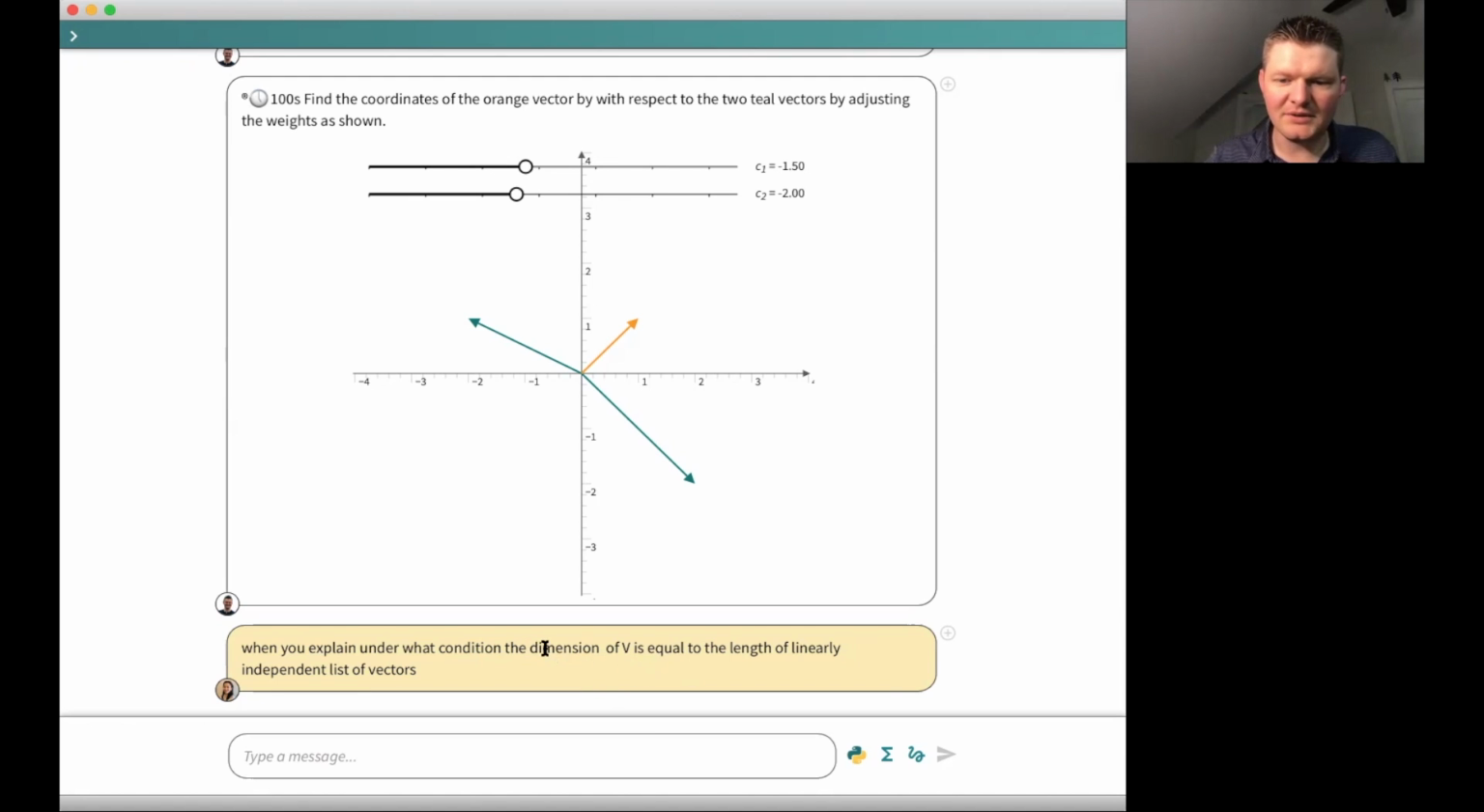If you want to talk about the dimension of the vector space being equal to the length of the linearly independent list of vectors, it's equivalent to just say that they span the space. Once you know they're linearly independent and there's the right number of them, they necessarily span the vector space.